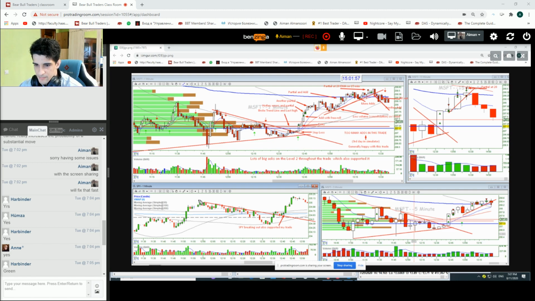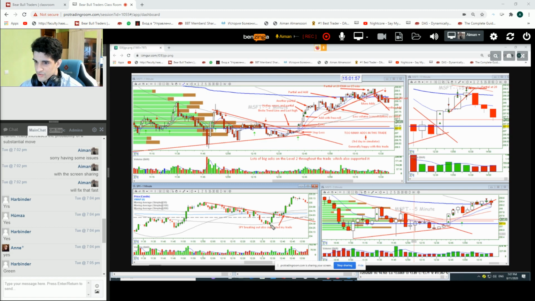Basically, the SPY broke up the downtrend right here. There it is, the break, pulling back and coming back up. So you see here that the downtrend was actually broken. It pulled back, held the support at around 12:40. This is 12:40 here. And then it's breaking up with volume. And this is the entry for Harbinder.